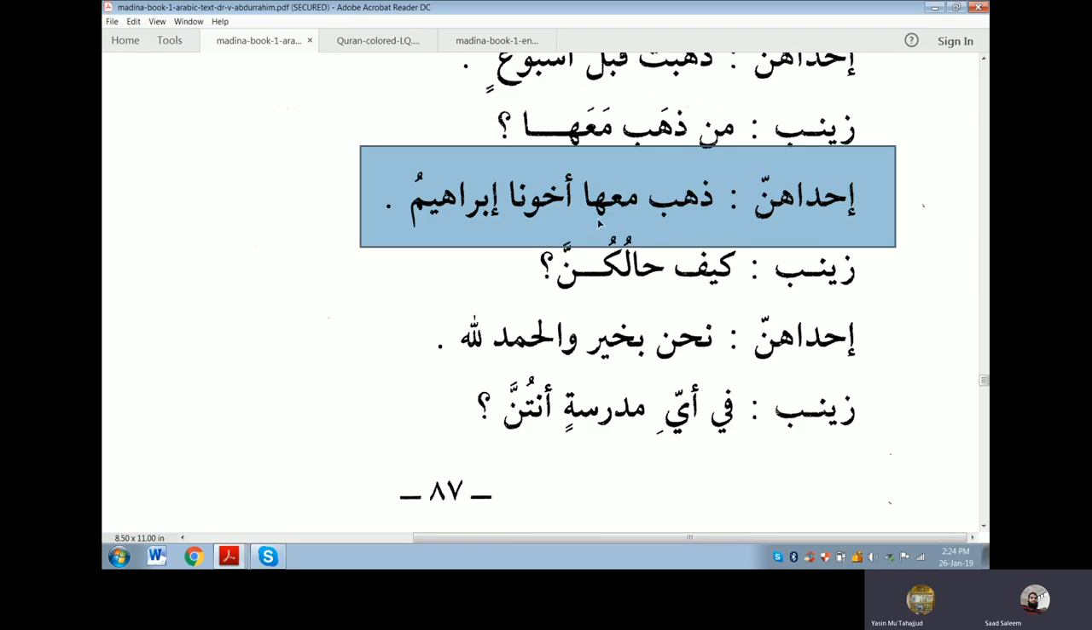Zahaba. Akhuna, Ibrahim. Zahaba ma'aha. Akhuna Ibrahim zahaba ma'aha. My brother Ibrahim went with her. Akhuna means our brother. Our brother Ibrahim went with her.